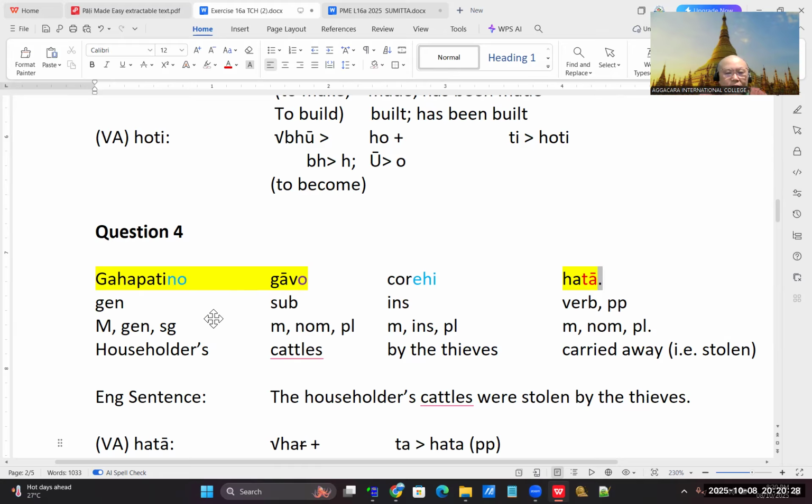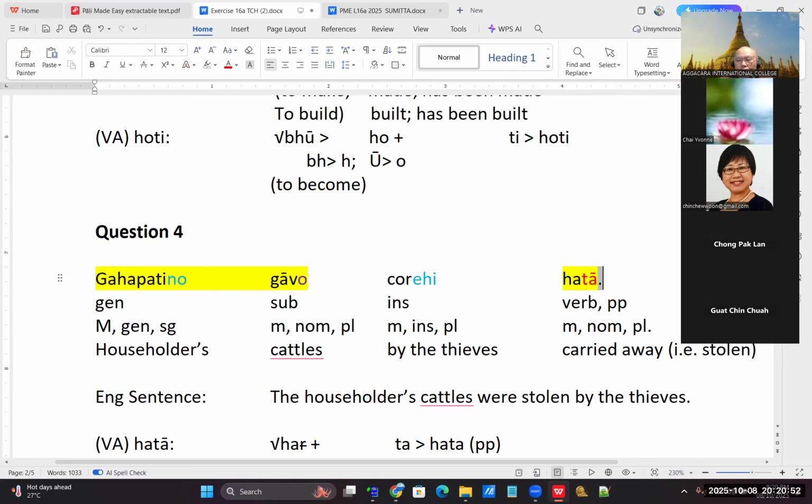Householder, no, it's a genitive. Now this lesson is on genitive. Kettles, plural. By the thieves, instrumental. Hata, carry away. The householder's kettles were stolen. Now this one, there's no hoti or honti or hosi or hoto, so you can translate a few ways.